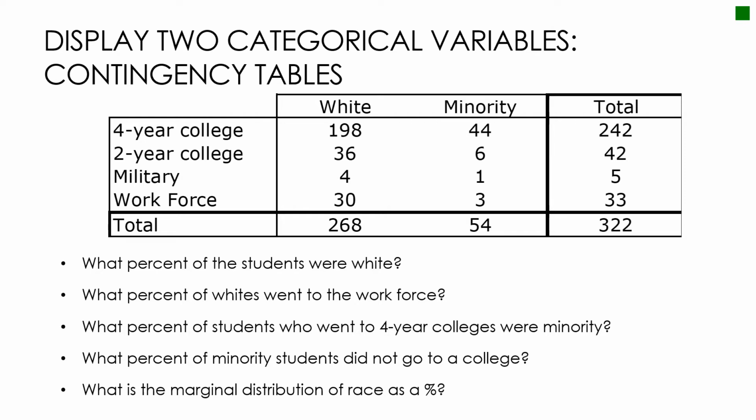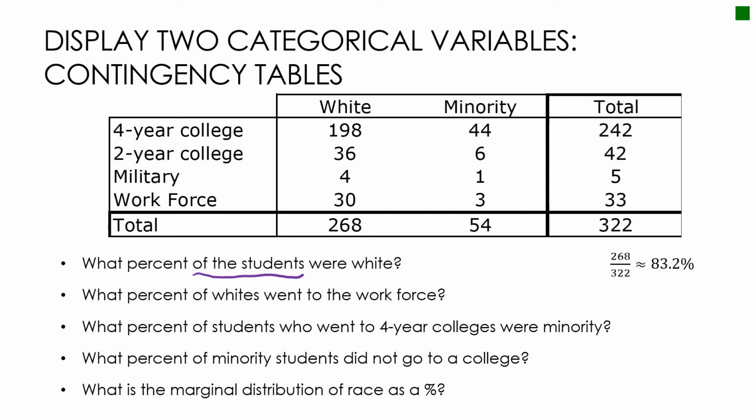So when I'm answering questions like this, I need to pay special attention to what I believe the population is. And this one says what % of the students, which means out of all of the students, 322, how many were white? That was 268. And so I would take 268 divided by 322 and turn that into a percentage. For today, we're just going to round to the nearest tenth of a percent. If you're working on this for a homework assignment, be sure you pay attention to the instructions.